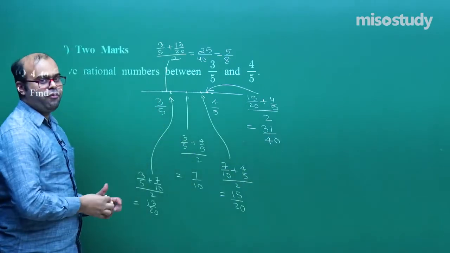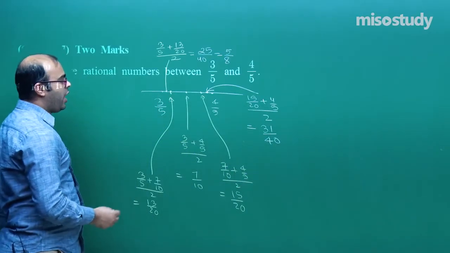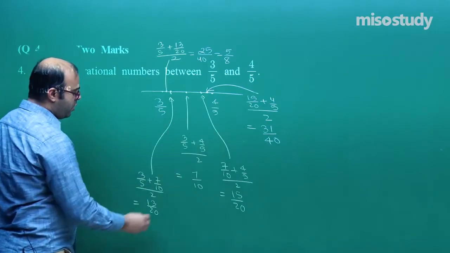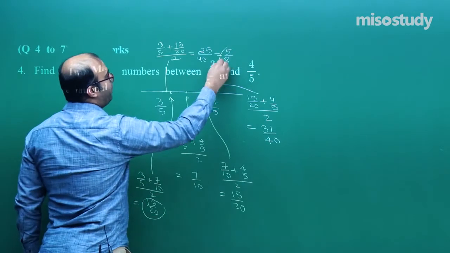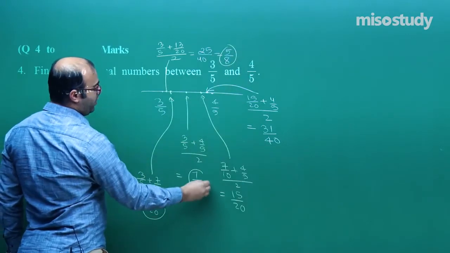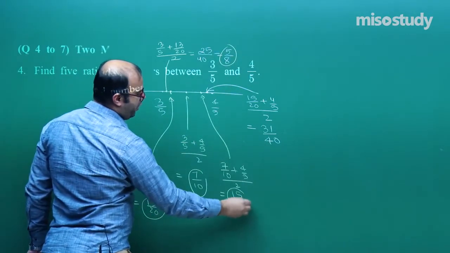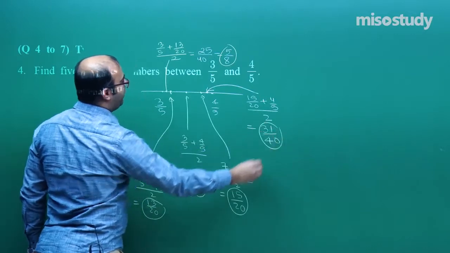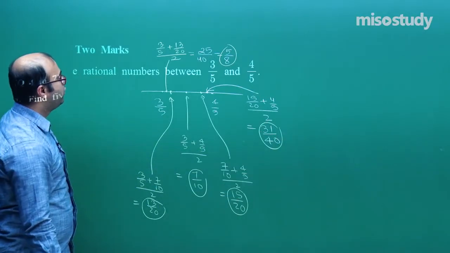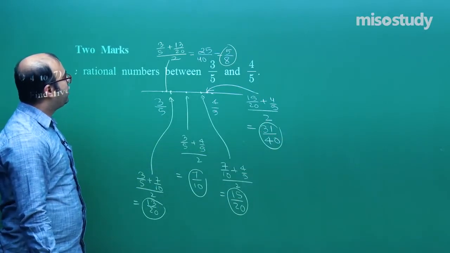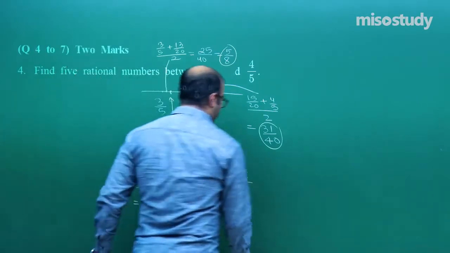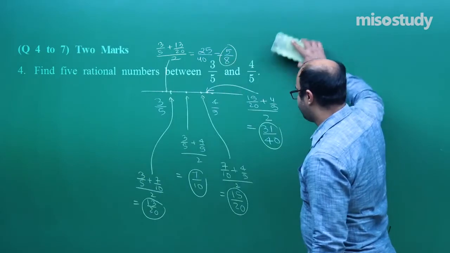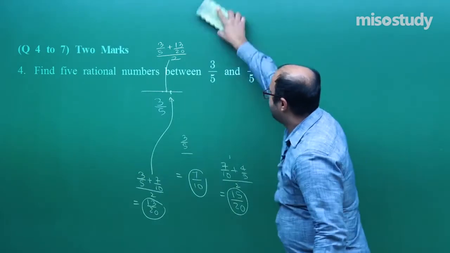So, right now we have 5 rational numbers which lie between 3 by 5 and 4 by 5. Those are 13 by 20, 5 by 8, 7 by 10, 15 by 20, and 31 by 20, students. So, these are the 5 rational numbers which we possess right now. Okay. Now, let us come to the next question.